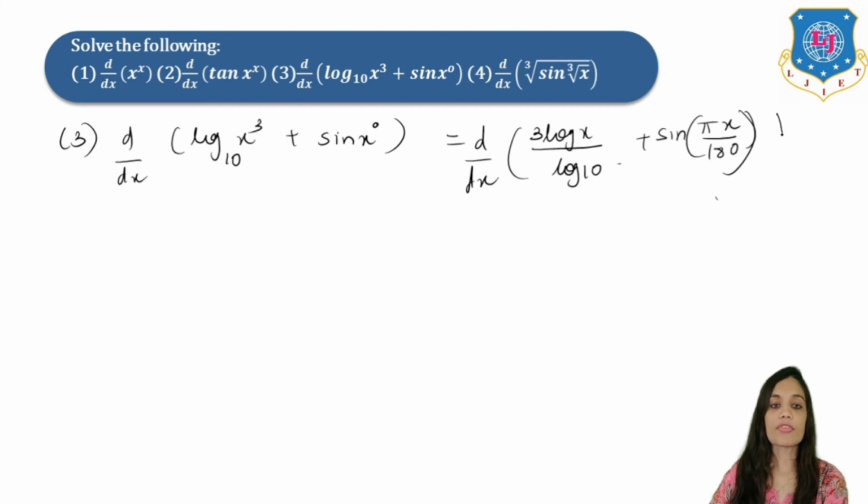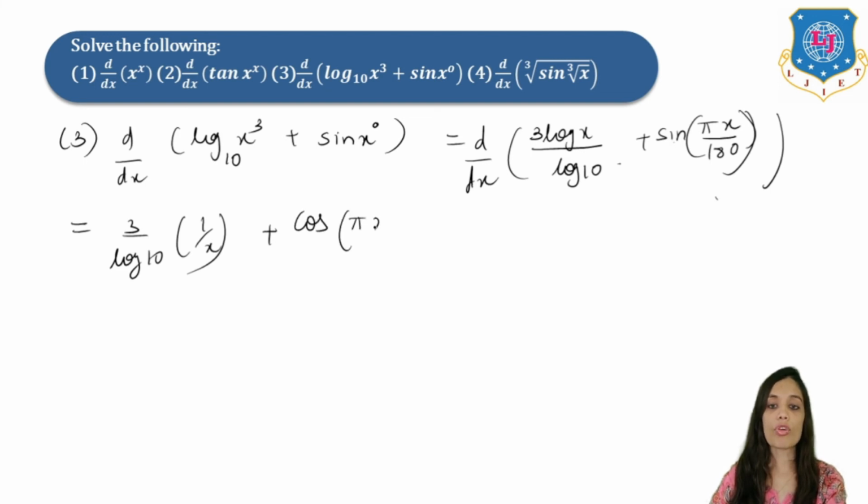Right? Now it is very simple. Just apply the formulas. So now 3 upon log 10, it is constant, so outside. Derivative of log x will be what? 1 upon x. So we have solved the first term. Now derivative of sin x will be what? Cos. Right? So cos pi x upon 180. And derivative of this bracket will be what? Pi upon 180. So this is our final answer of the third example.